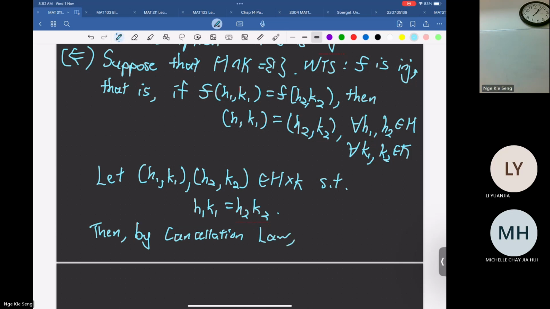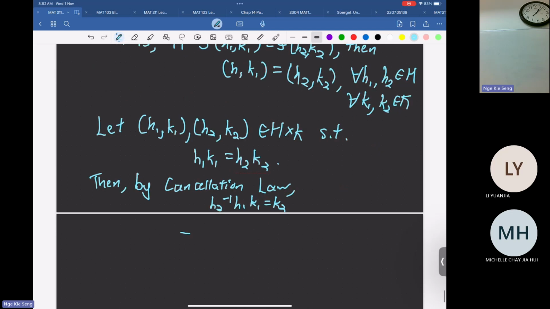What do I get? Maybe first I get h2 inverse h1 k1 equals k2. Okay, and then I can move again: h2 inverse h1 equals k2 times k1 inverse. Okay. What's the good of doing this?